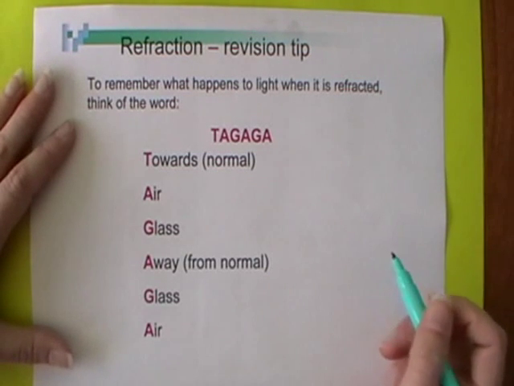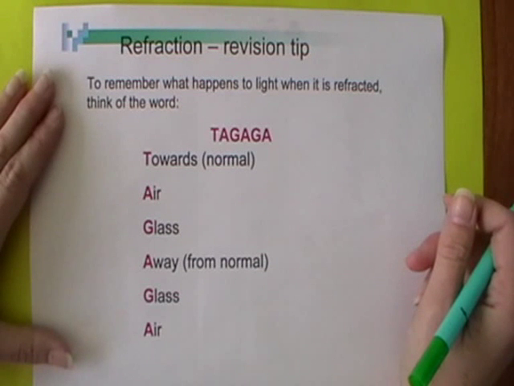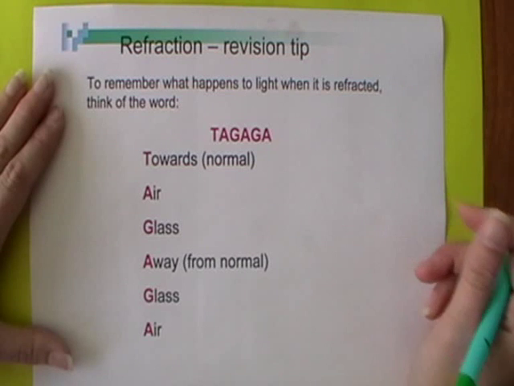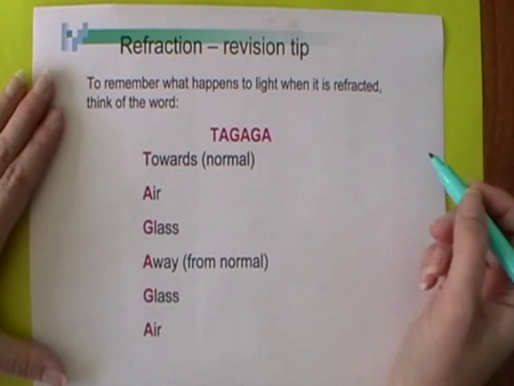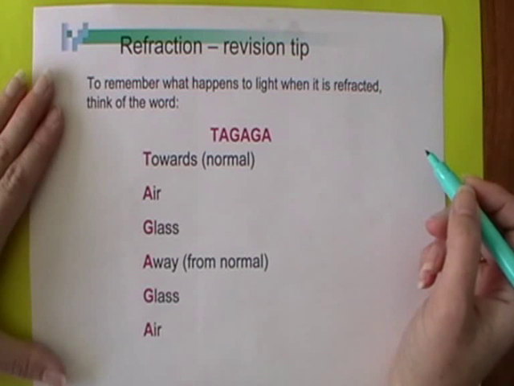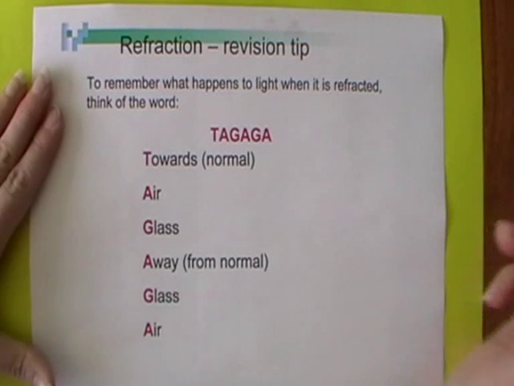So today we have learned that whenever light moves from one medium into another, it will change direction. And this change of direction is refraction. And we also learned that when it moves from a less dense to a more dense medium, for example from air to glass, it bends towards the normal. And when it goes from glass to air, which is more dense going into a less dense, it bends away from the normal.